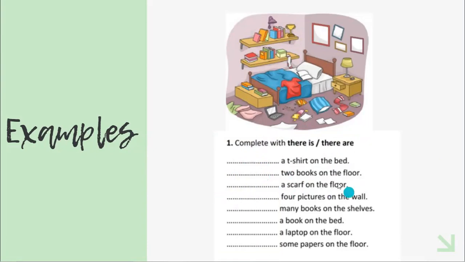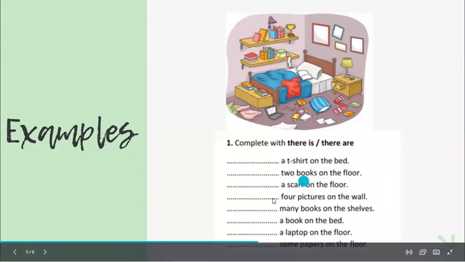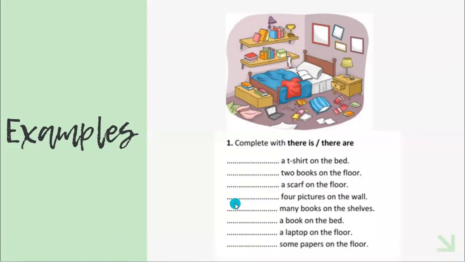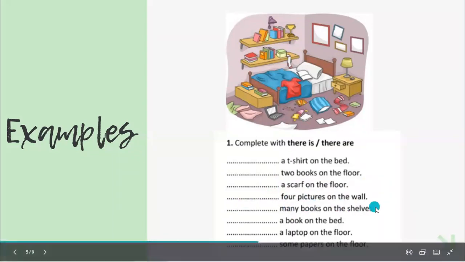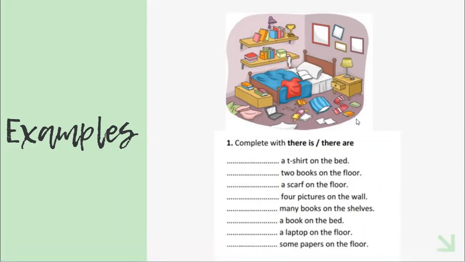There are 4 pictures on the wall, plural. There are many books on the shelves. Hay muchos libros en la estantería. There is a book in the bed. And there is a laptop in the floor. And finally, there are some papers on the floor. Es plural, ¿ok? Muy sencillo. Entonces aquí ya sabemos que es there is cuando es singular y there are cuando es plural.